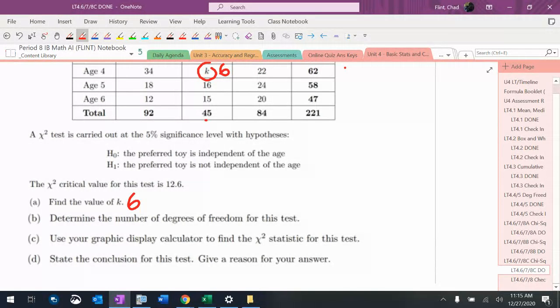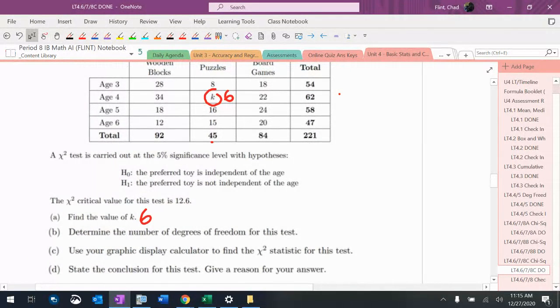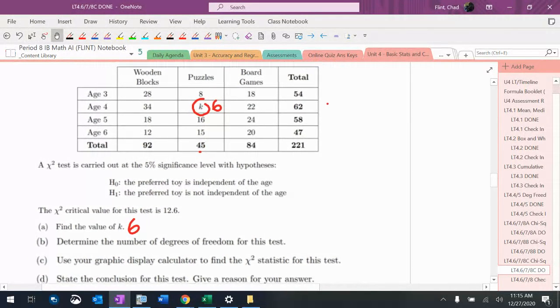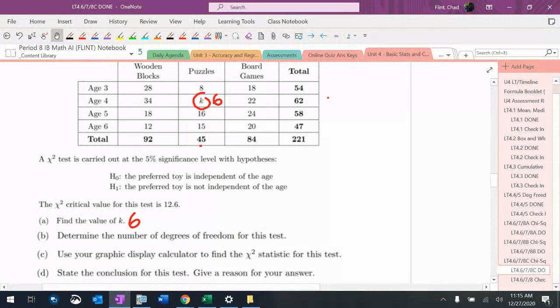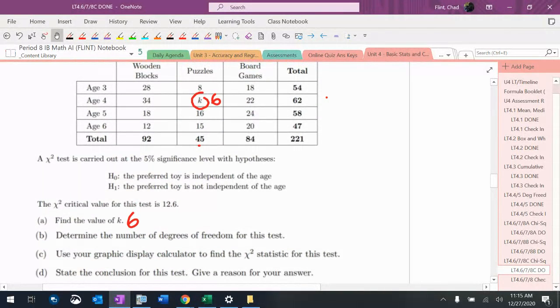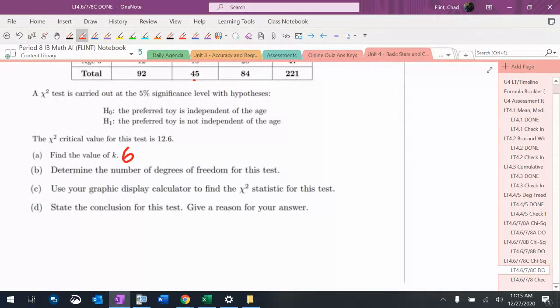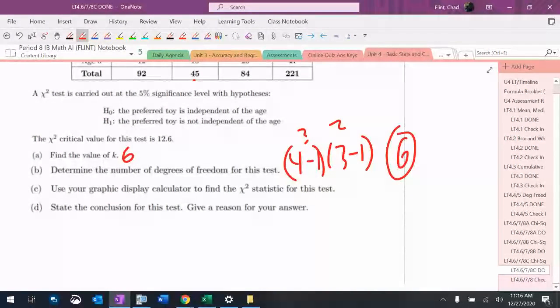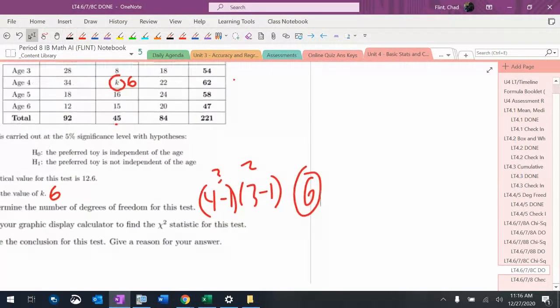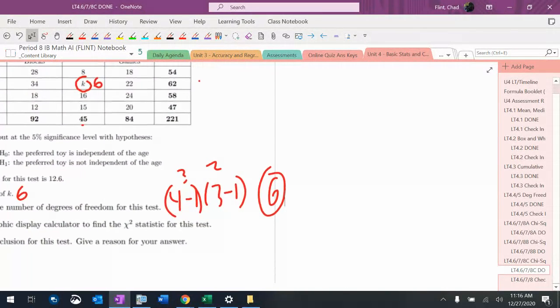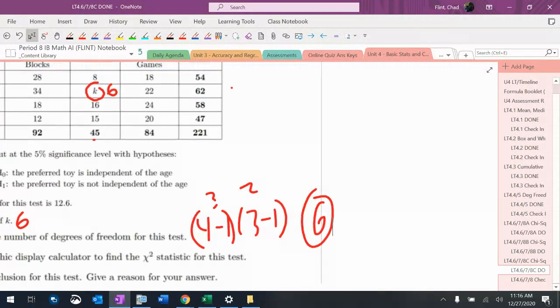So determine the number of degrees of freedom. They don't ask you this a lot. Now, you can actually get this out of the calculator, but remember, it's row minus 1 times column minus 1. There's 4 rows and 3 columns. So it's 4 minus 1 times 3 minus 1. That'd be 3 times 2, means there's 6 for the degrees of freedom. Okay, so use the graphic display calculator. So now I've got to figure out what the actual chi-squared and p-values are.